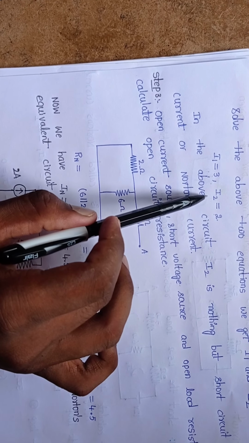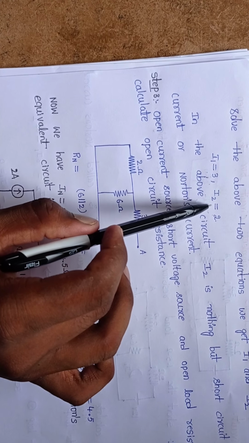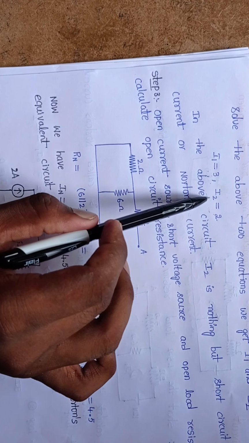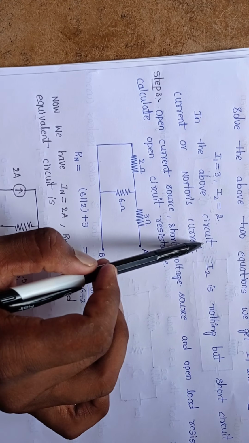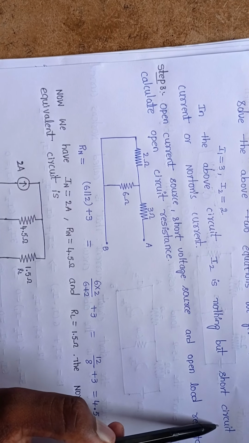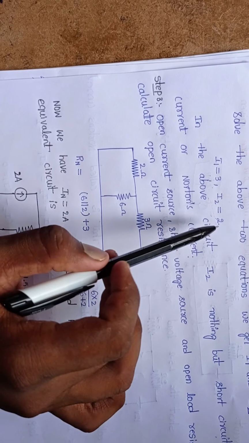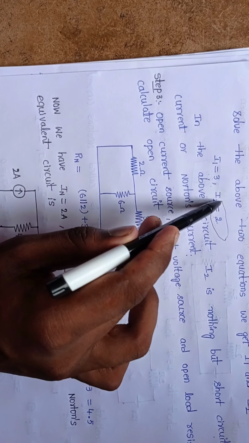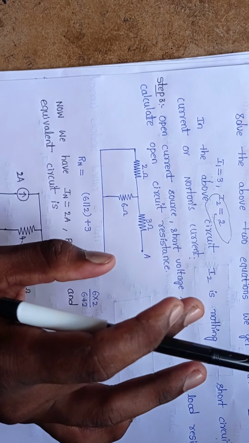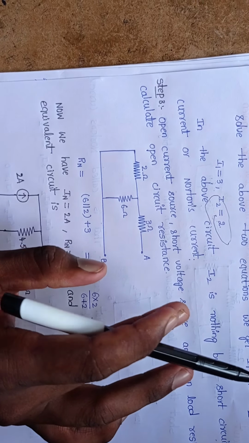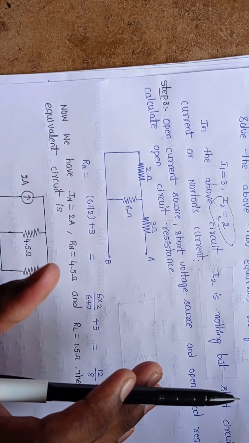We know we want I2. I2 is nothing but the short circuit current or Norton's current. That means we calculated the Norton's current. Next, we need to calculate the Norton's resistance. In step 3, we will calculate the Norton's resistance.